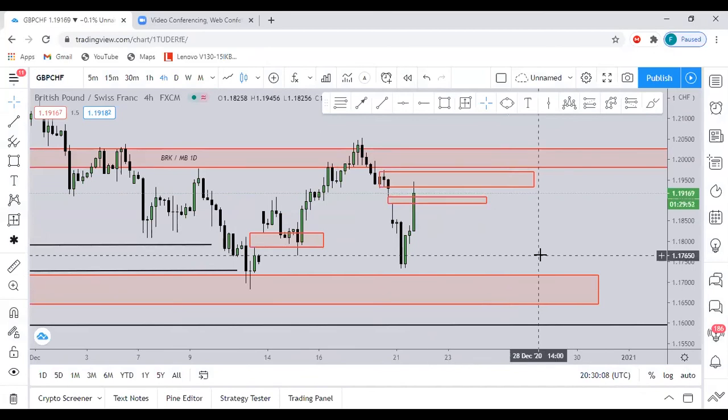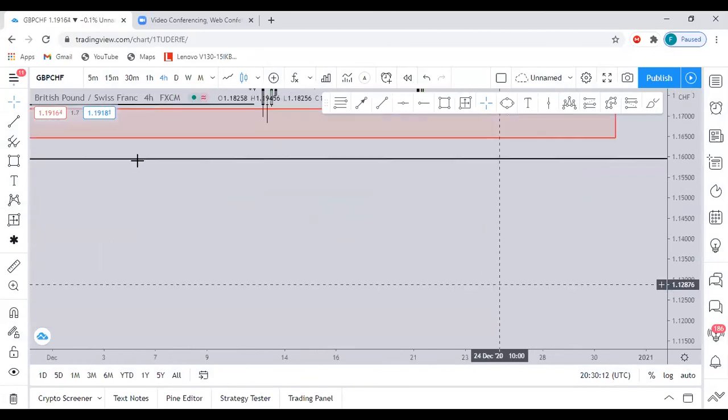Good. So you guys said you understand. So let's look at the next thing. Liquidity void.